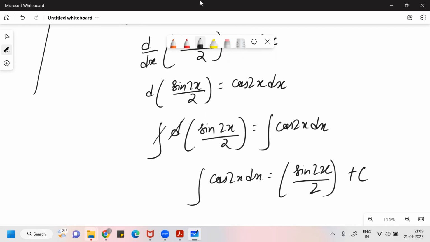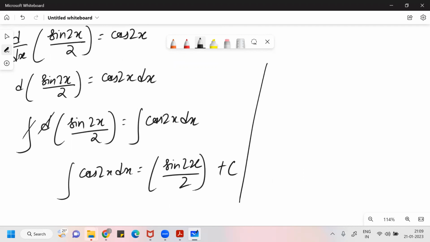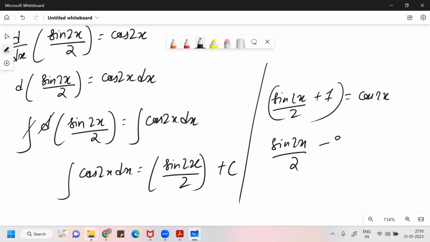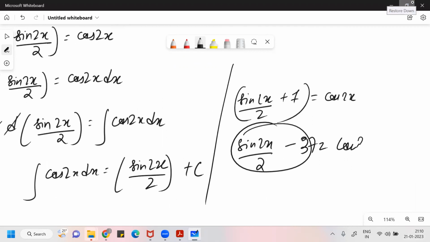C is the constant. Here it doesn't matter, because if you differentiate a constant, you will get zero. Any value, like sine 2x by 2 plus 7: if you differentiate this, you will get cos 2x. Or take sine 2x by 2 minus 37: if you differentiate this, you'll get cos 2x. So the constant does not matter to us. That's why we put C here.